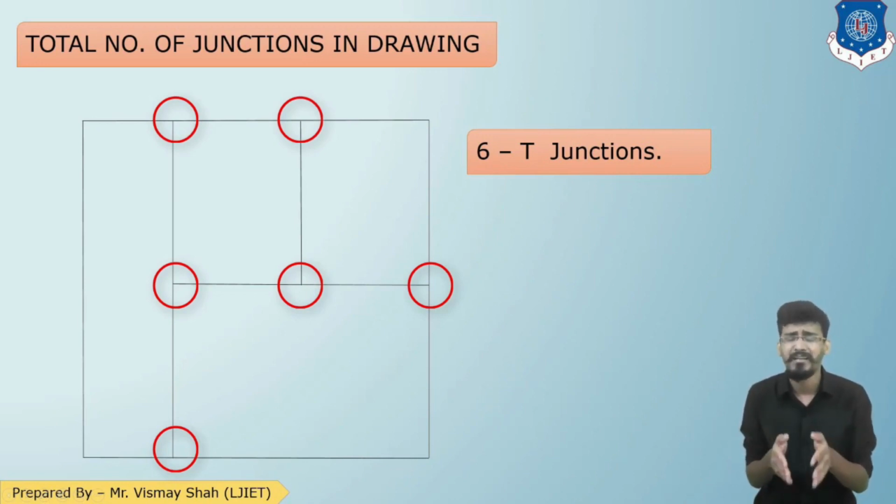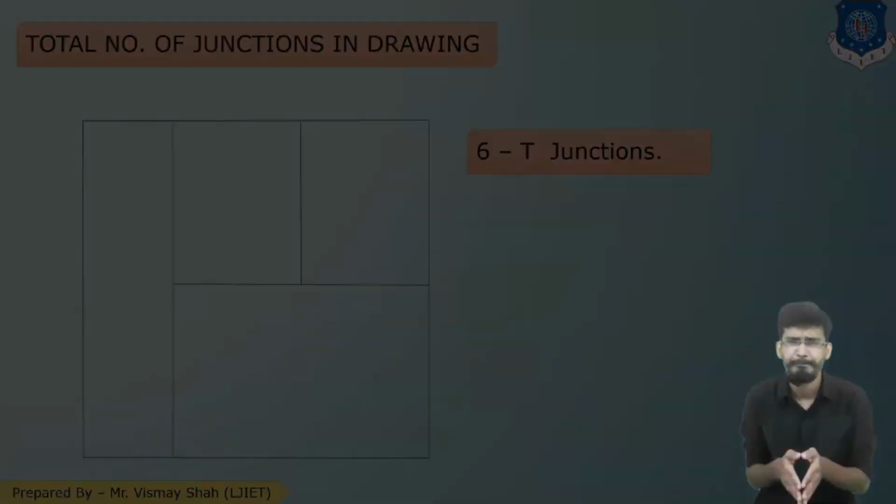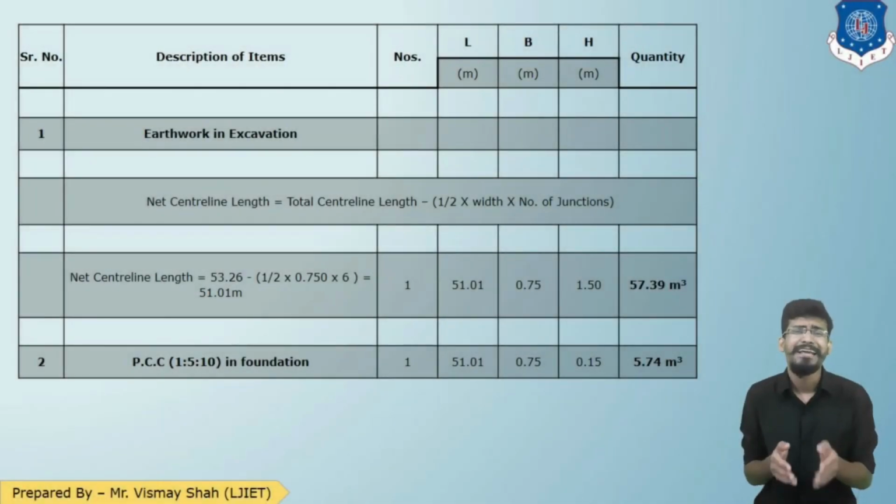Now let us start the quantity calculation, and the first quantity which we are going to calculate is excavation, the earthwork for excavation in foundation. As we know, this plan is having cross walls, so we need to deduct the junction. So we need to calculate the net centerline length. The formula is: net centerline length equals total centerline length minus half into width into number of junctions.